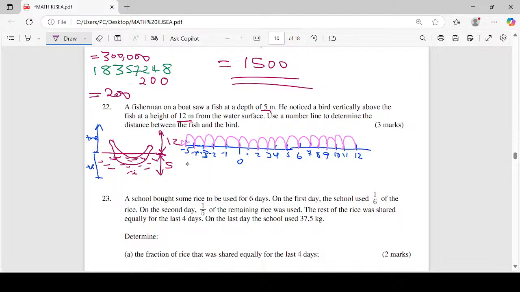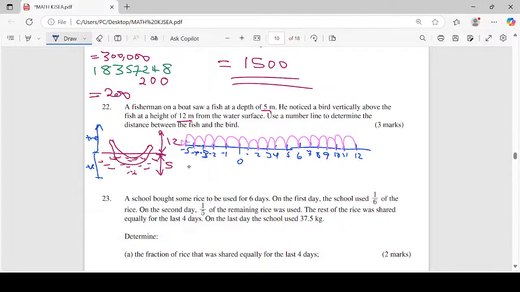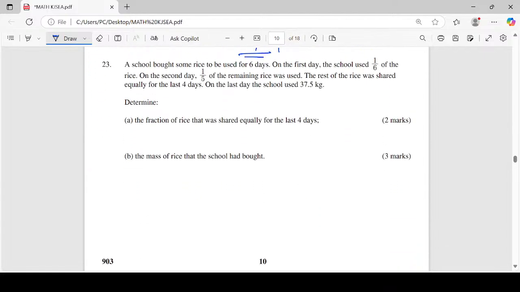So when I have 12 minus -5, I'm having the distance as 17 meters. That is the distance between the fish and the bird, 17 meters.